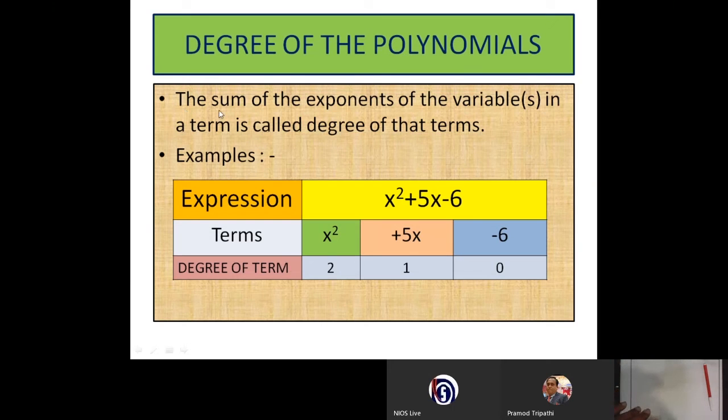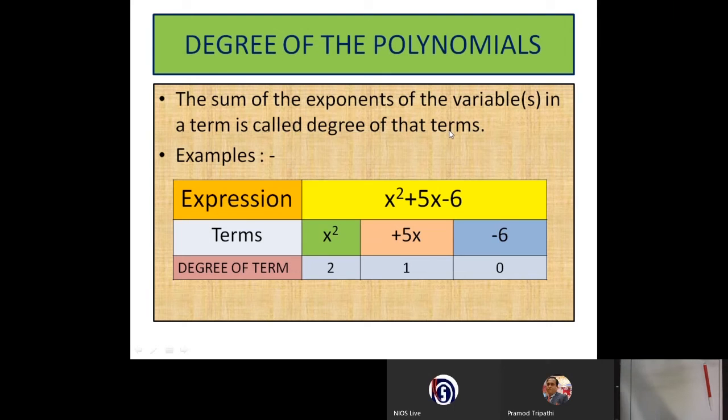It is the sum of the exponents of the variables. If there is one variable, then it is a variable. When there are more than one variable, then it becomes the variables in a term. It is called the degree of the term.